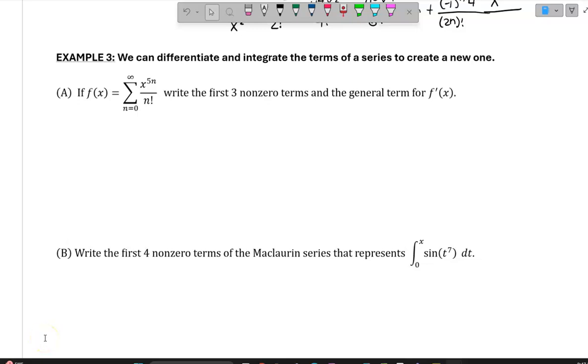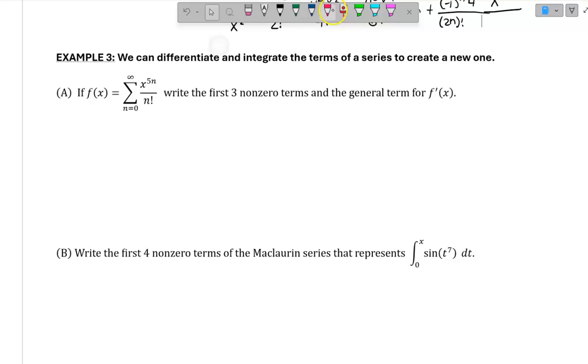Alright guys, welcome to part 2 of the Power Series lesson, and for this one we're going to go over the last objective here, which is being able to differentiate and integrate terms of a series to create a new one. Now I'm going to show you for this first example two different approaches, and in my opinion, depending on the problem, one situation might be better than another depending on your comfort level.